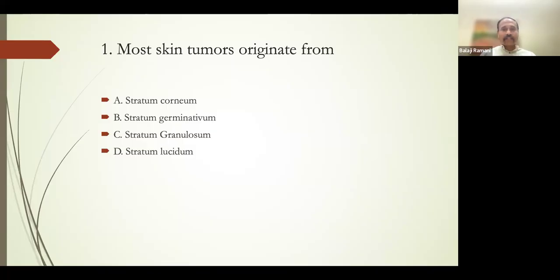Like usual, I'll discuss the question a little, then the options, then give the answers along with the explanation. This is again taken from Bailey, Sebastian, and Schwartz, and most of these questions will cover your NEET SS portions overall. Right. Most skin tumors originate from the basal layer.